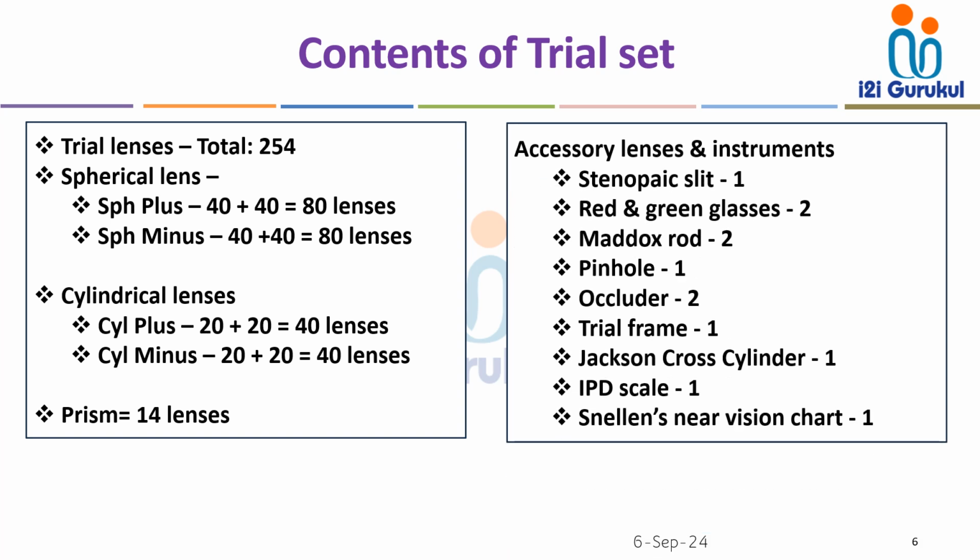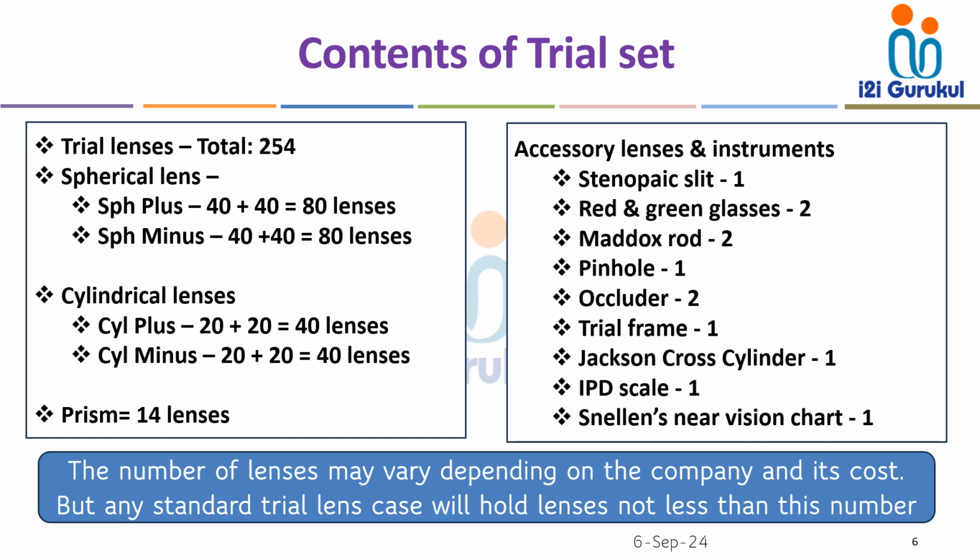Apart from these lenses, we have accessories, lenses and instruments in the trial set. Those are stenopic slit, red and green filters, Maddox rod, pinhole, occluder, trial frame, Jackson cross cylinder, IPD scale and Snellen's near vision chart. So the standard trial set contains all these accessories as well as the spherical, cylindrical and prism lenses.